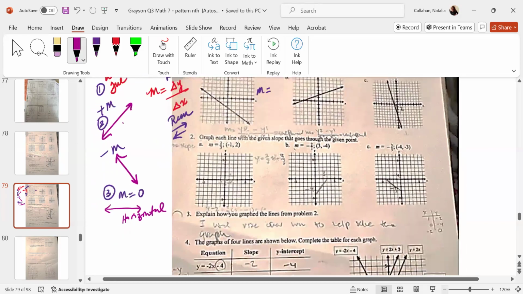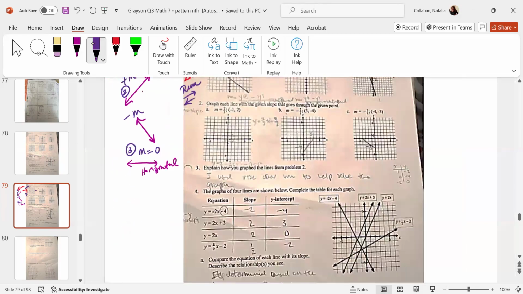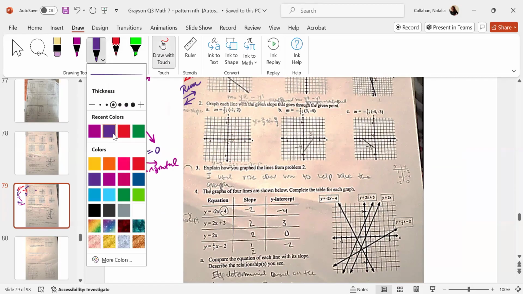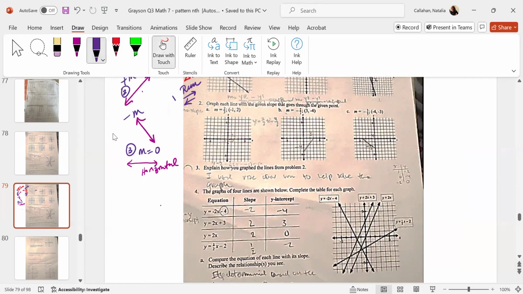Horizontal line. The 4th one is when slope is undefined. What's opposite of a horizontal line?